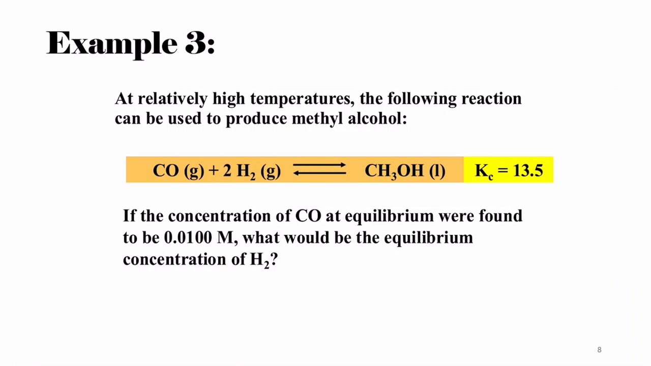All right. So here we have another one, except here we're given the value of Kc. It says at a relatively high temperature, the following reaction can be used to produce methyl alcohol. If the concentration of carbon monoxide at equilibrium was found to be 0.01 molar, what would be the concentration of H2?